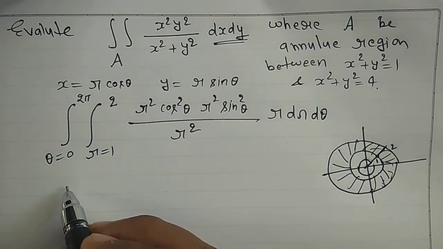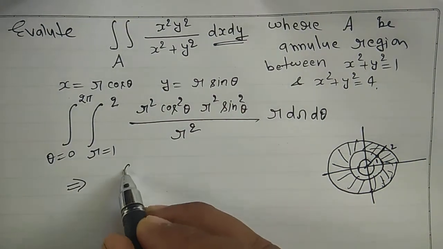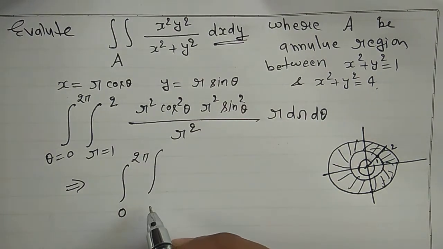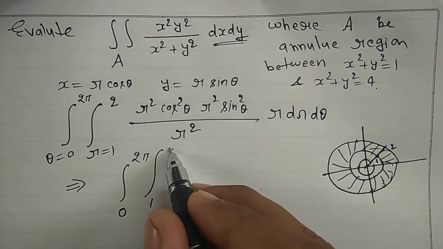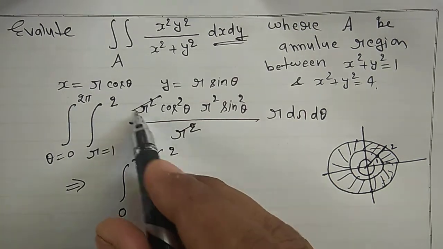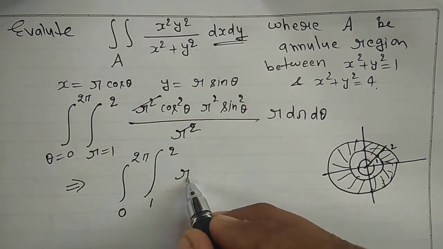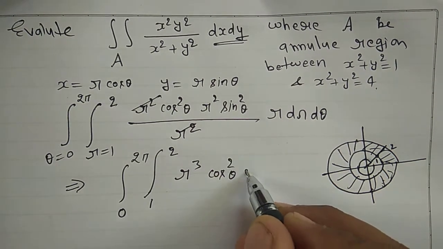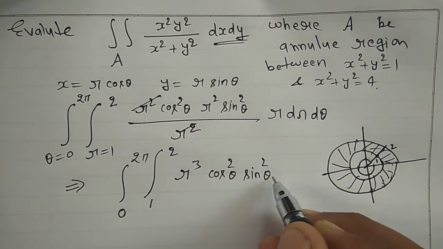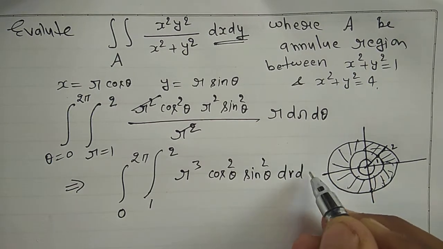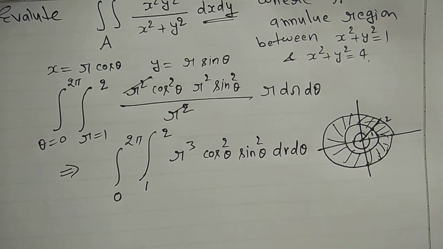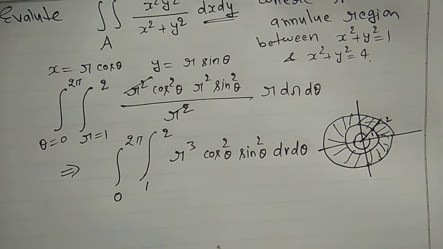So now if you want to solve this one, we'll have theta equal to 0 to 2 pi and r equal to 1 to 2, r square cancels. So we have r cube and cos square theta sin square theta dr d theta. First you have to integrate with respect to r, treating theta as a constant.